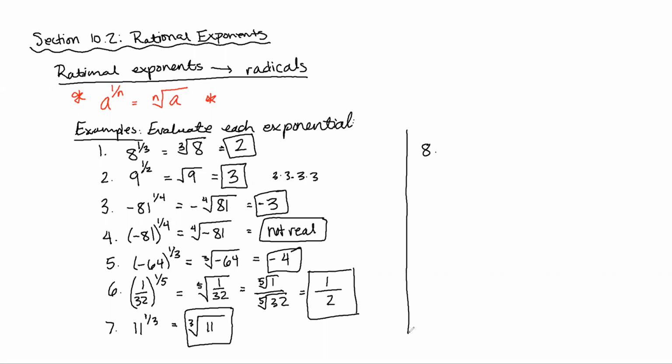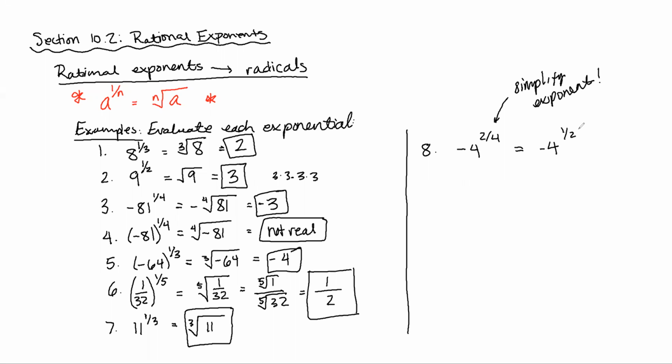And then lastly, number 8, we're given negative 4 to the 2/4. Now notice how so far our rule applies to exponents that have a 1 in the numerator. This one is 2/4, but just like a regular fraction, we can simplify this exponent. It's just another fraction, it just happens to be in the exponent. So 2/4 reduces down to 1/2. So this is the same thing as negative 4 to the 1/2.